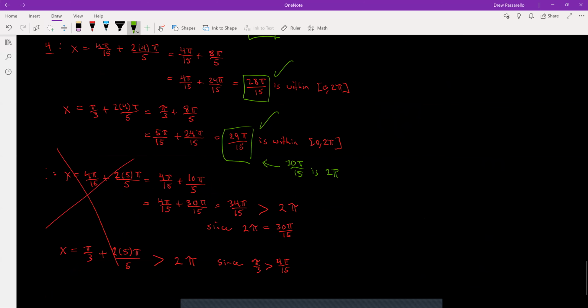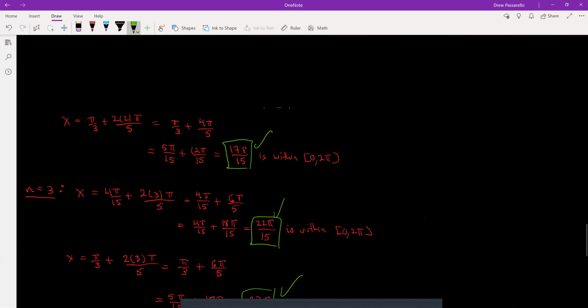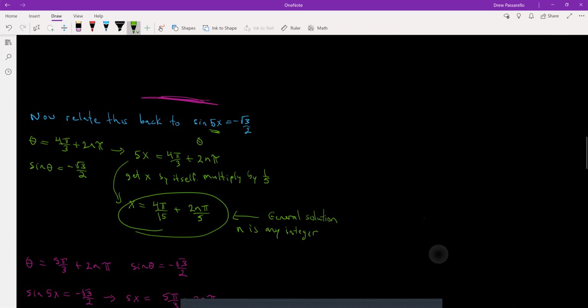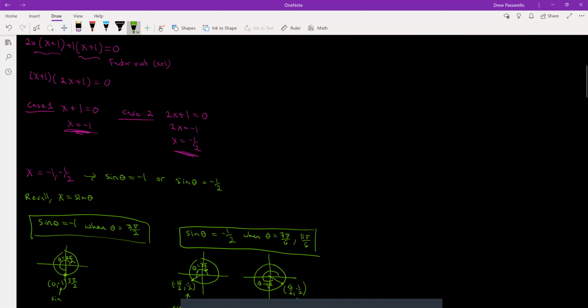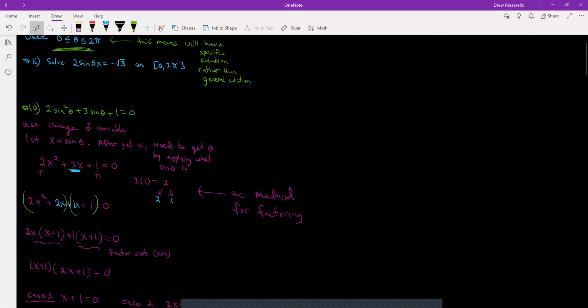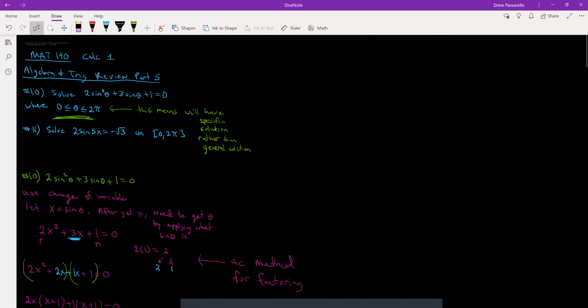All right, so that's it for this part. I will be making one last part to this algebra and trig review. I wanted to do more trig equation problems to help you out for the homework. So this was part 5. I'm going to make a part 6, and part 6 will deal with exponentials and logarithms.